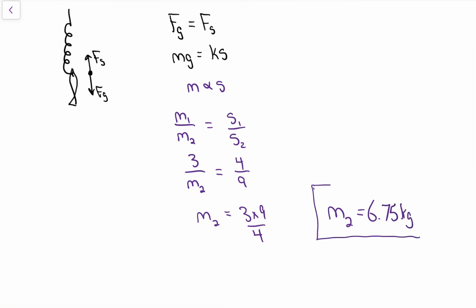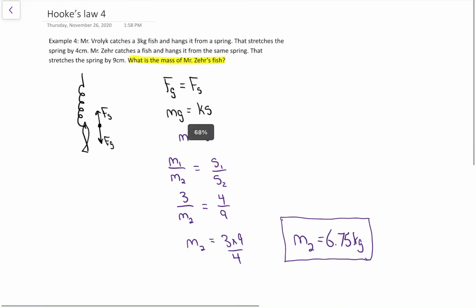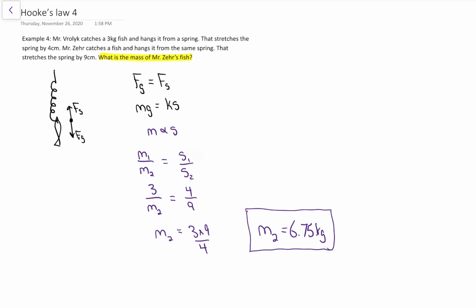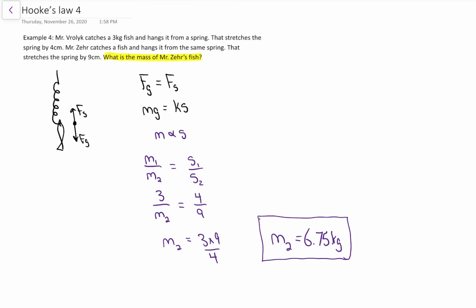It wouldn't be wrong to do it the other way, to crank out a k, then use the k with the new s to find the new m. I just wanted to show you and remind you that sometimes ratios are a cool and sometimes easier tool to use.